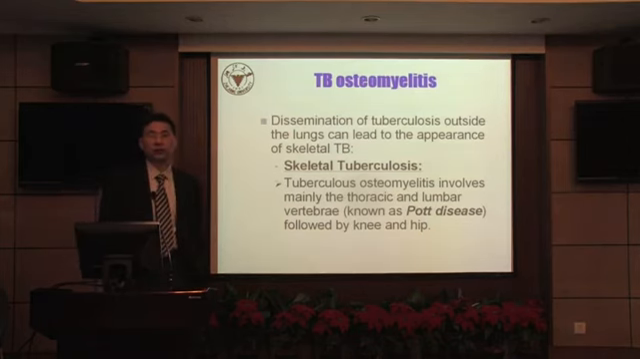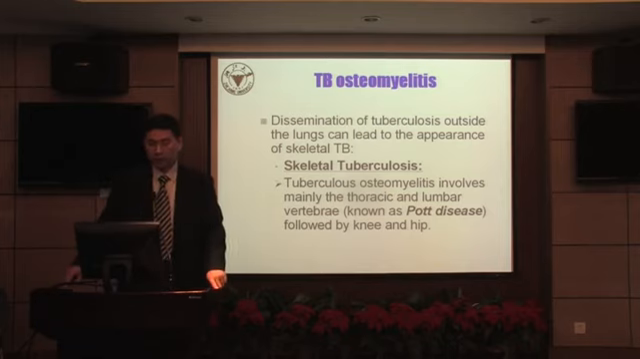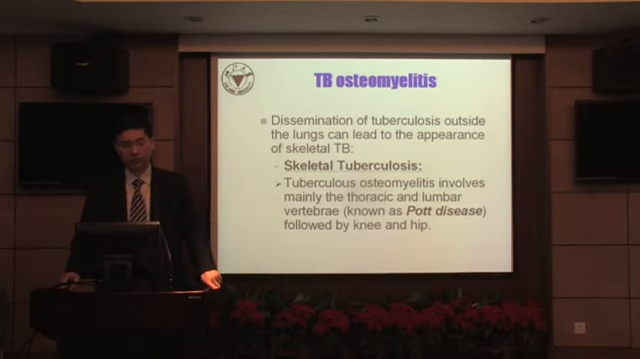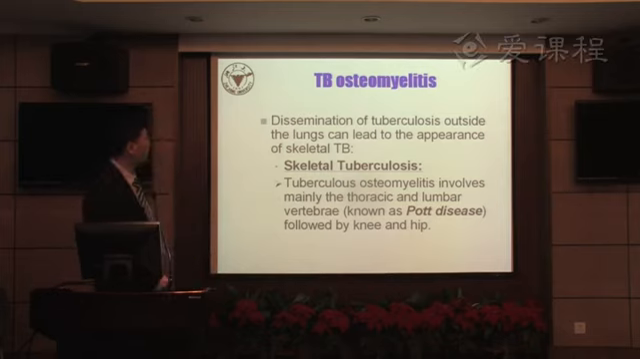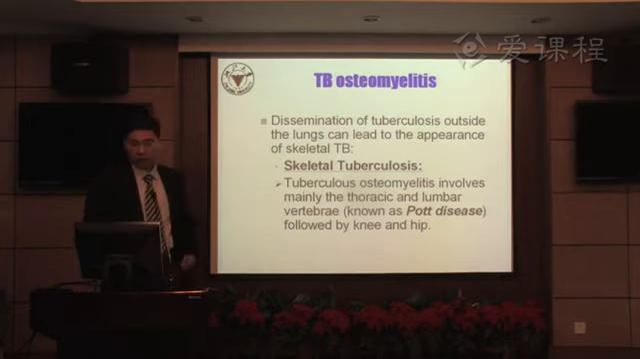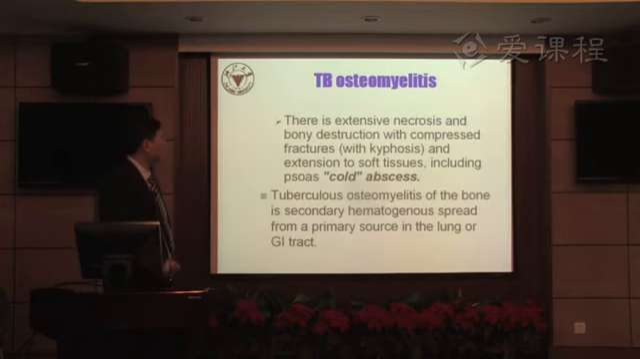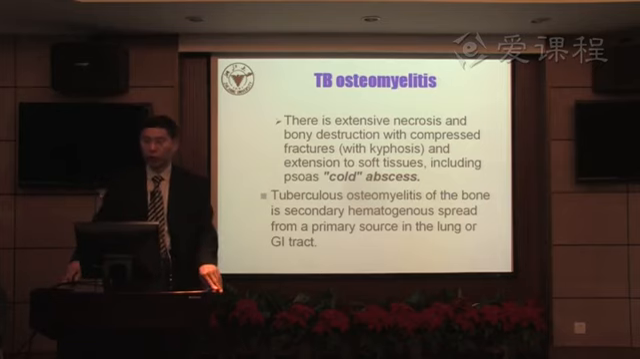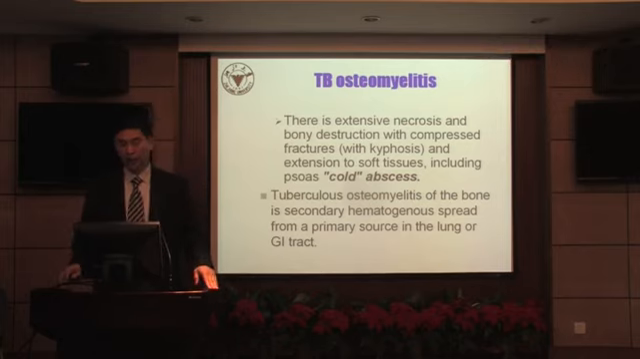TB is a very common cause of osteomyelitis, and we will talk about TB in another lecture. This is only a slide showing TB osteomyelitis. It is a skeletal TB process. Typical tuberculous osteomyelitis involves mainly the thoracic and lumbar vertebrae. There is extensive necrosis and bony destruction with compression fractures and extension to soft tissues, including psoas abscess. And typical osteomyelitis of the bone is secondary hematogenous spread from a primary source in the lung or GI tract.